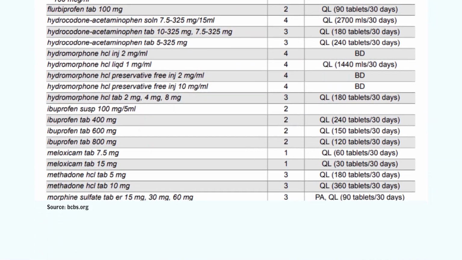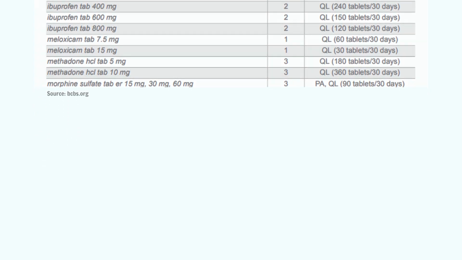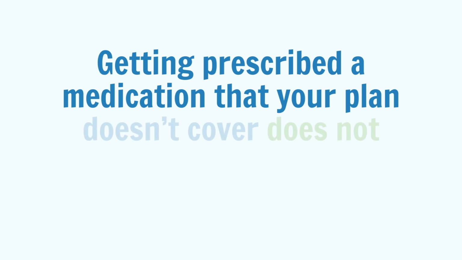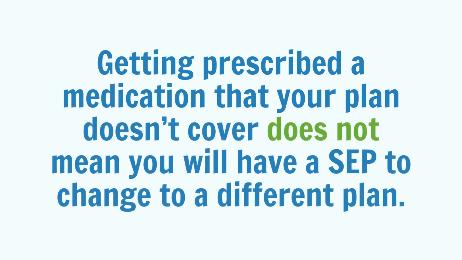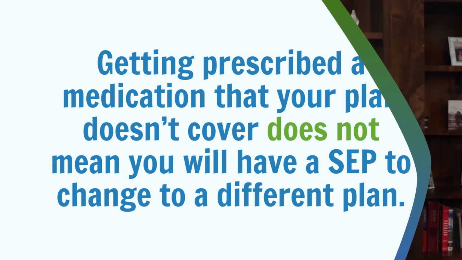If the plan doesn't cover the new medication, you'll have to pay out of pocket for that medication or have your doctor file a drug exception with the plan to try to get it covered for the rest of the year. Unfortunately, just because you were prescribed a medication that your plan doesn't cover does not mean you will have a SEP to change to a different plan mid-year. You'll have to wait for the annual election period to switch plans.